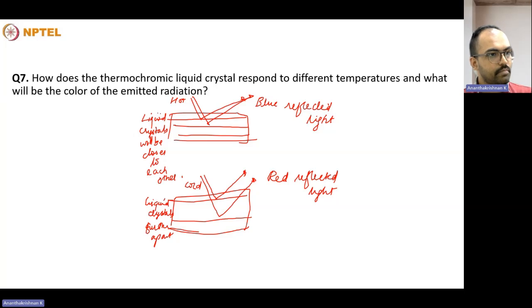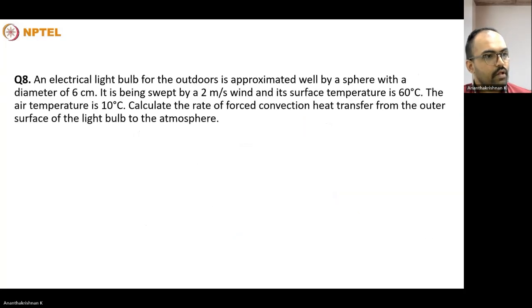So the liquid crystal, when it is hotter, the crystals will be closer towards each other, but when it is colder, they will be far away from each other. And the emitted radiation will be of different color, as we have mentioned. Look into the eighth problem.